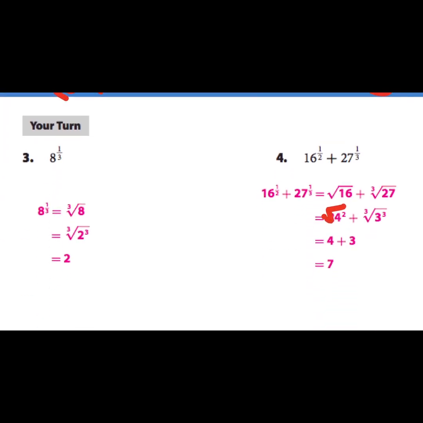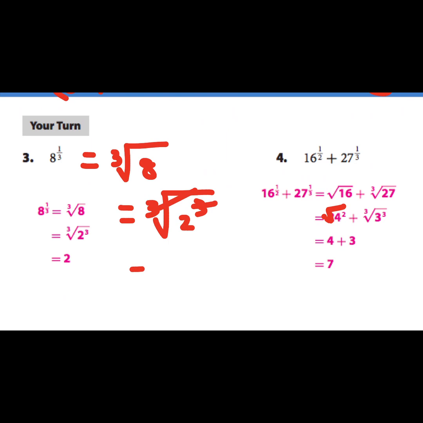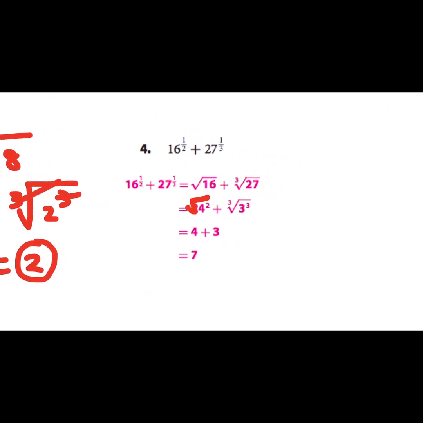Okay, hopefully you've had a chance to try the problem. Let's take a look at the problem. 8 to the 1/3. So we know that if you want to use the cube root, that will be the cube root of 8. And you can rewrite the 8 as 2 to the 3rd power, and the cube root and the cube cancel out, and we have 2. And that will be the answer.